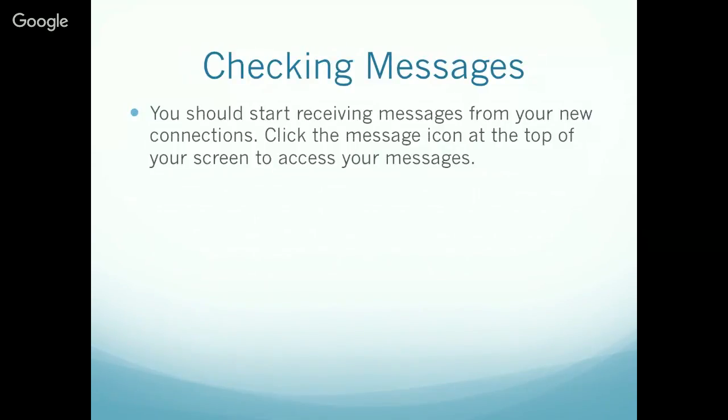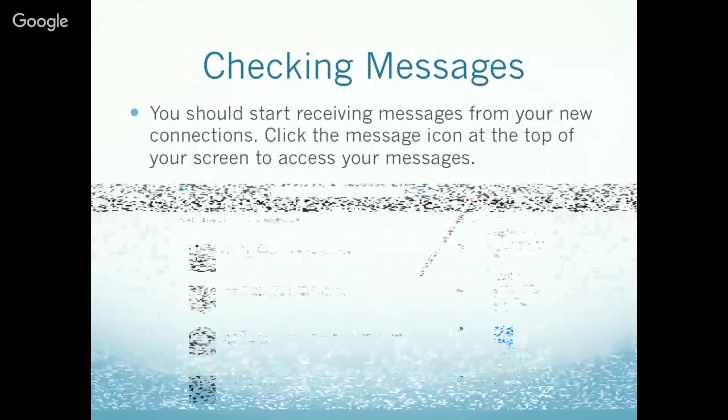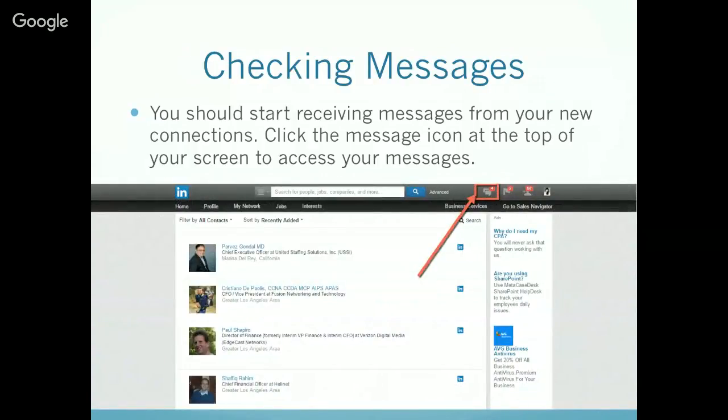All right, so now at this point you should start receiving messages from your new connections. Well, receiving responses back from the messages that you sent out. Also, you should start receiving some messages from people that have checked out your profile and now they want to talk to you. So in order to access your messages, click the message icon at the top of your screen to access your messages. And you can see, it's a message icon and it's in the red square there.